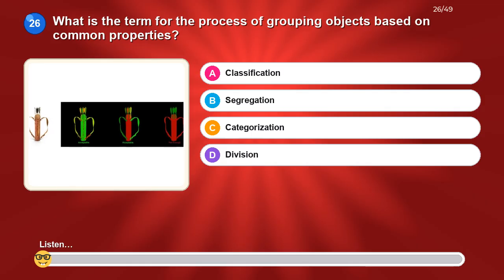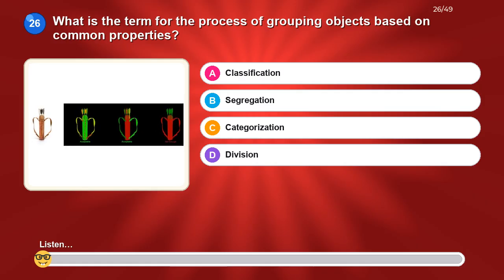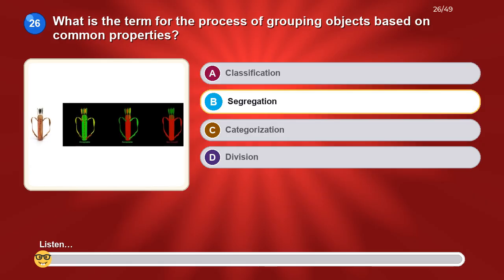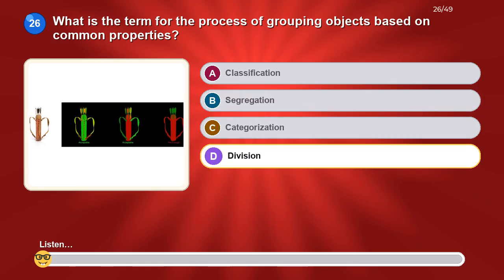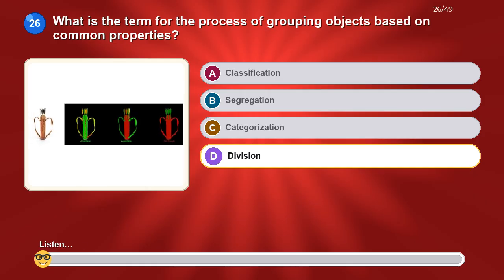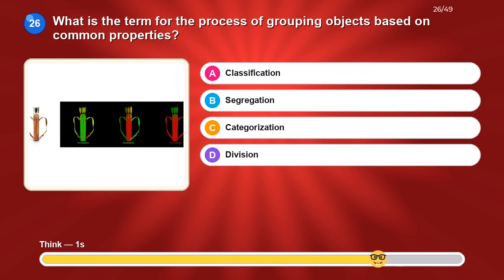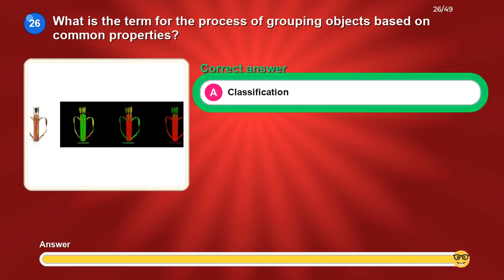What is the term for the process of grouping objects based on common properties? Option A, classification. Option B, segregation. Option C, categorization. Option D, division. The correct answer is classification.